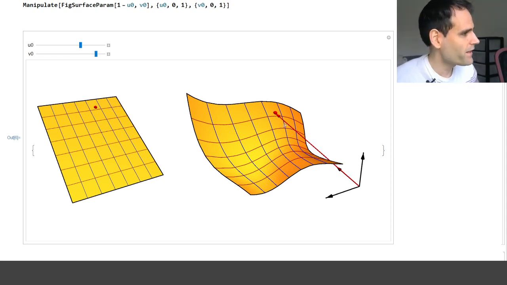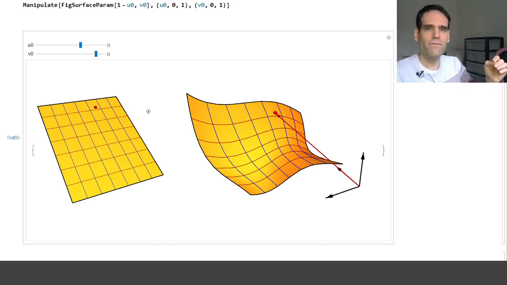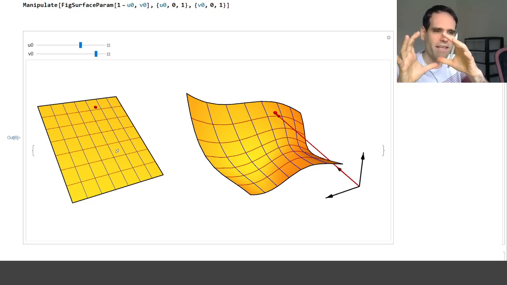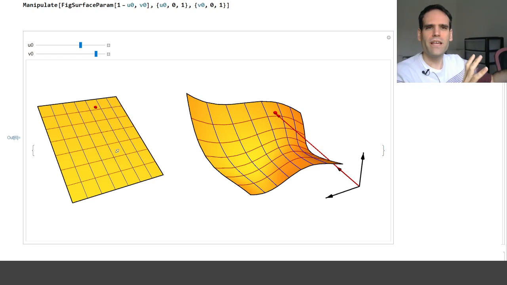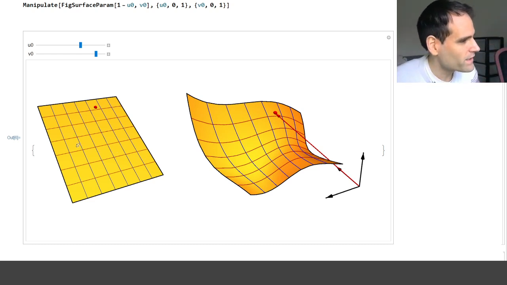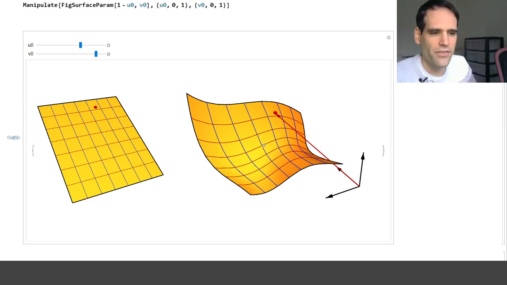So you can see that this transformation r of u and v, or this parametrization of the surface, is transforming a flat space of parameters u and v into a surface in three dimensions, a curved surface, okay, such that each point in this grid on the left corresponds to a point in this grid on the right, as you can see here by the red point.